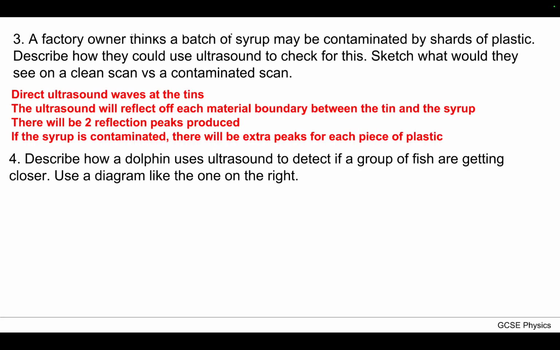So what you do is direct ultrasound waves at the tins. Ultrasound will reflect off each material boundary between the tin and the syrup. There'll be 2 reflection peaks produced. If the syrup is contaminated, you'll get extra peaks on your graph for each piece of plastic.